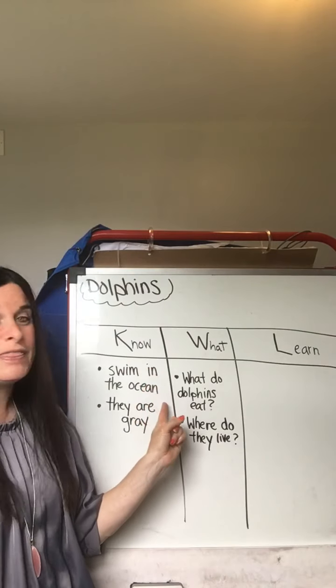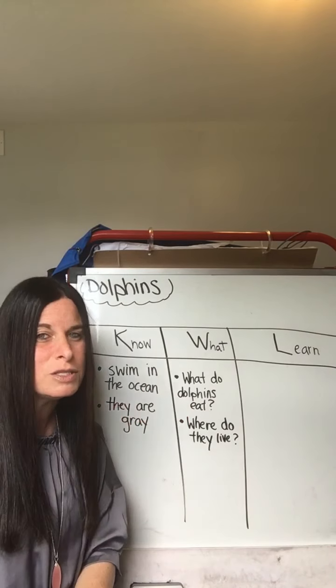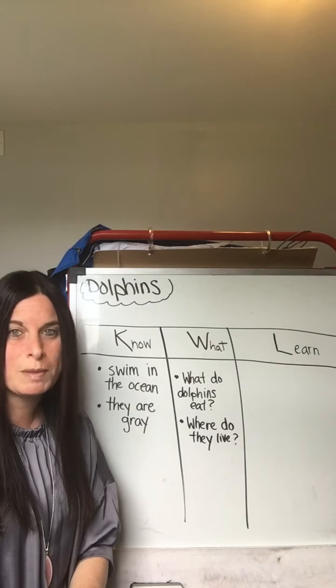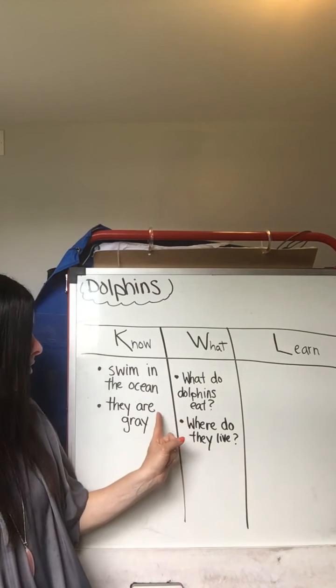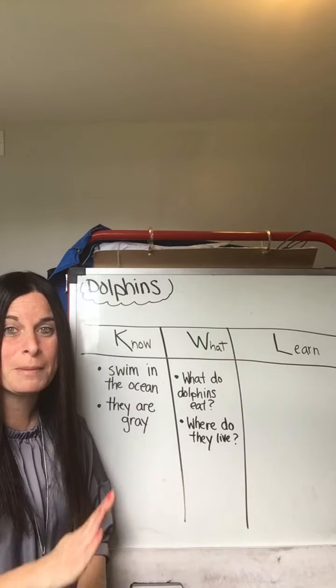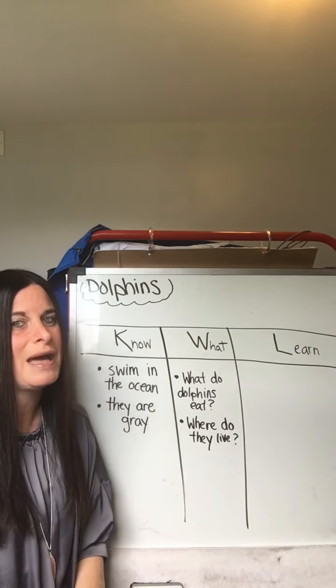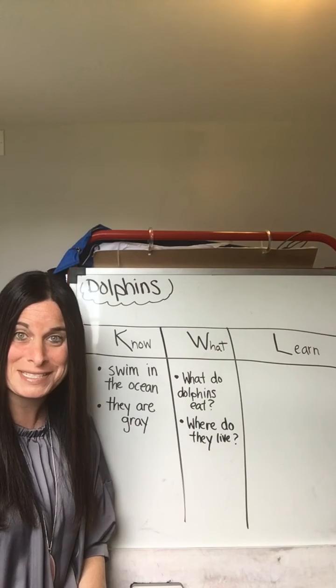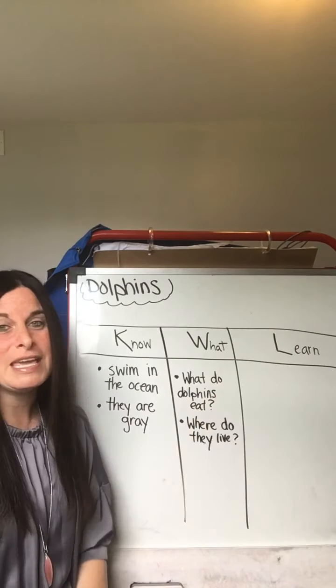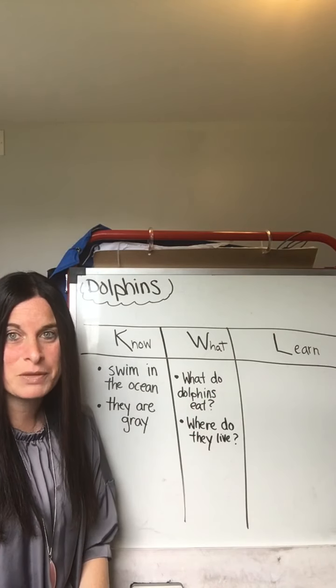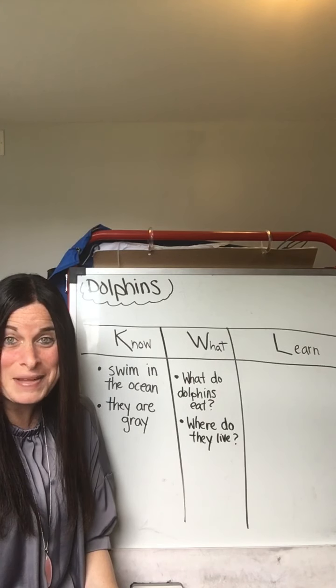So we learned, right, that they swim in the oceans, but we also learned that some dolphins swim in rivers, and they live in rivers. That they are gray, their bodies are smooth, but because they are mammals, they also have little hair on their bodies. We learned that they eat fish and squid. We learned a lot of things today, right?